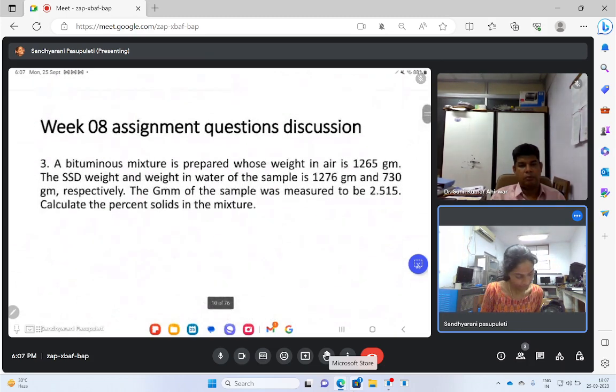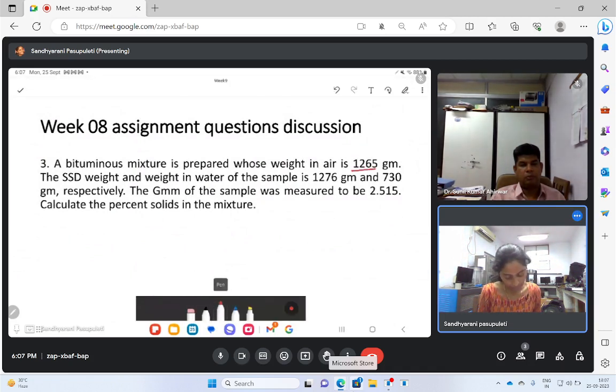And if we see the third question, a bituminous mixture is prepared whose weight in air is 1265 grams, the SSD weight is given, and the weight in water is given. GMM was measured to be 2.515. Calculate the percentage solids.